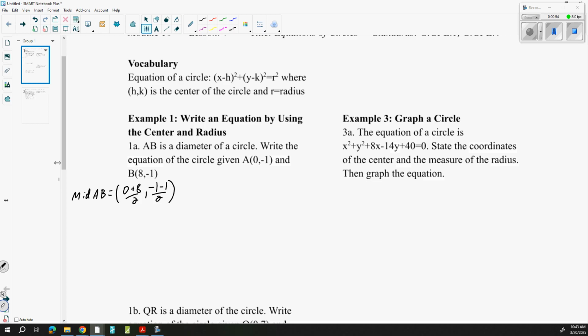So the center of our circle is going to be at 4, -1, apologies. So there's our center, so that's our h, that's our k. Now we need to find the radius. To find the radius of our circle, we could use the distance formula.